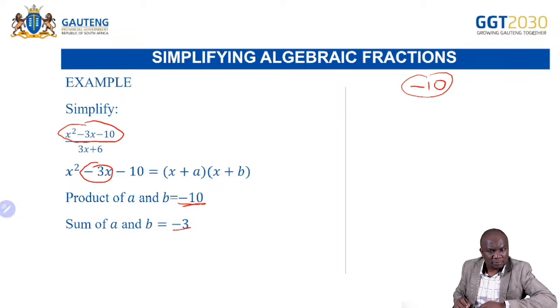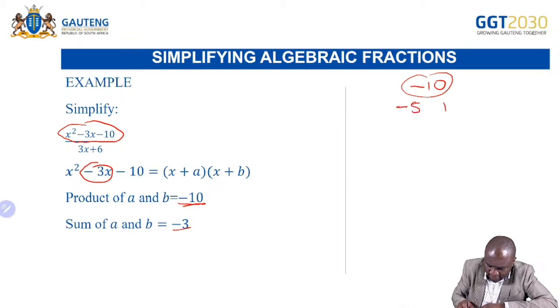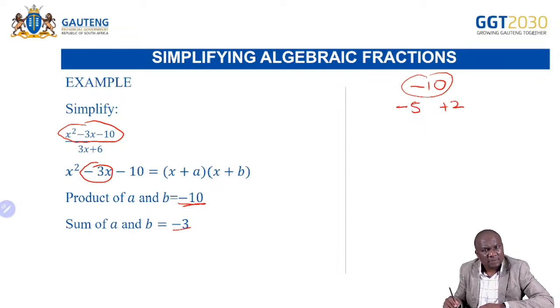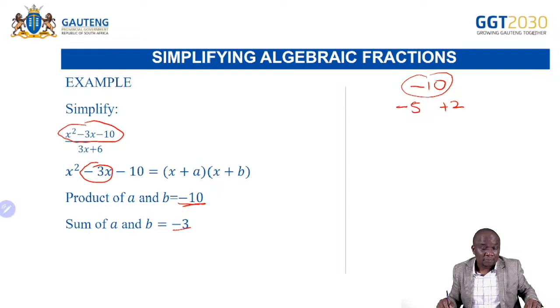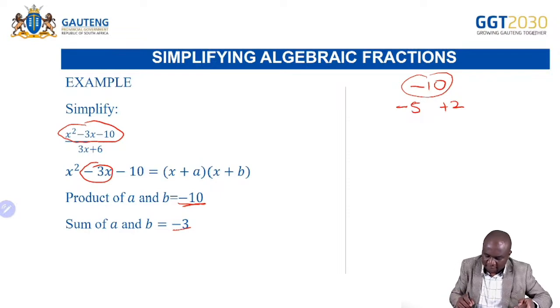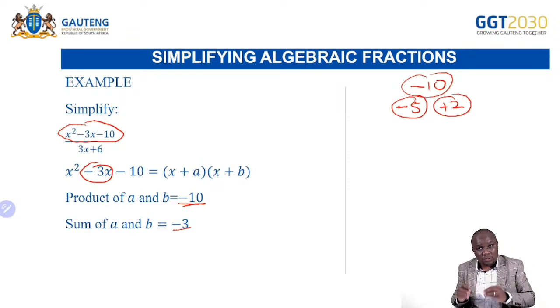So which factors could those ones be? Could be negative 5 and positive 2. Okay? 1 and 10 cannot give us a 3. 2 and 5. If 5 is negative and 2 is positive, you say negative 5 times 2, we get negative 10. Negative 5 plus 2, we get negative 3. So these are the factors we're looking for.